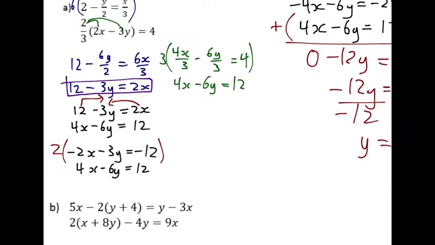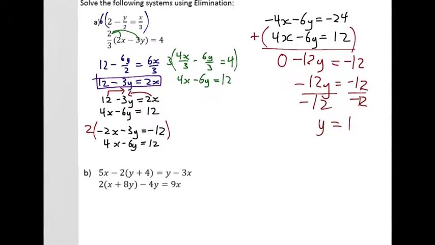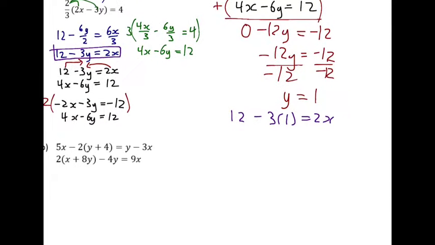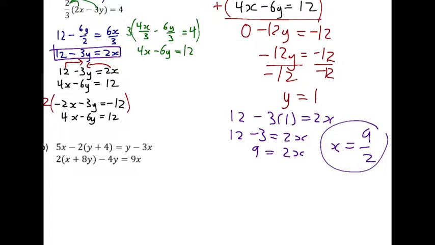So we're putting in 1 for y. So that's 12 minus 3 times 1 is 2x. So that's 12 minus 3 equals 2x. 12 minus 3 is 9. Equals 2x. So therefore, x equals 9 over 2. Okay, so our intersection is 9 over 2, 1. Whew!